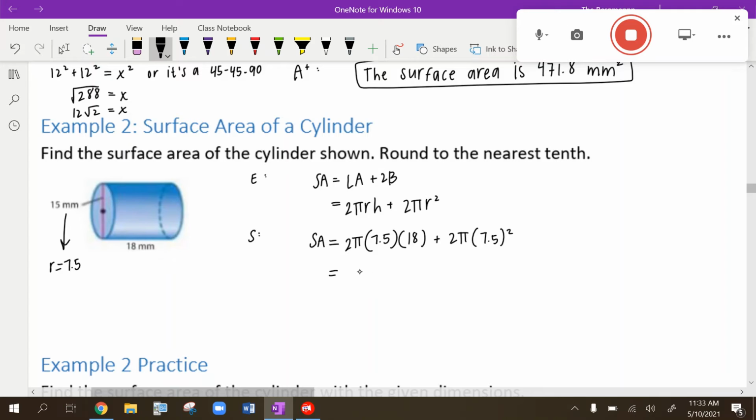Now, if we wanted to simplify this first, we could do all the calculations without pi in our calculator. So we would get 270 pi plus 112.5 pi. And we could combine that to give us an exact answer, 382.5 pi. However, we could also get an approximate answer because the question told us to round to the nearest tenth. So I'd type it in with pi to my calculator. And then my answer, I would want to round it off to the nearest tenth and include units.